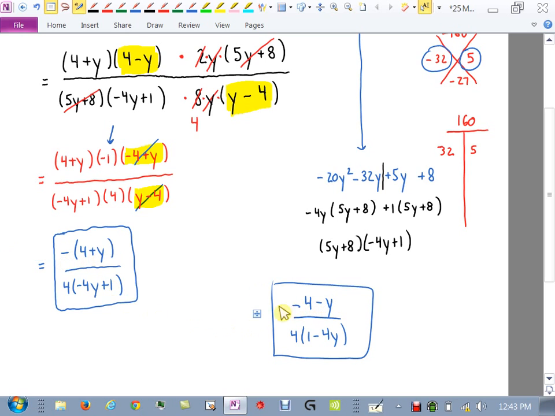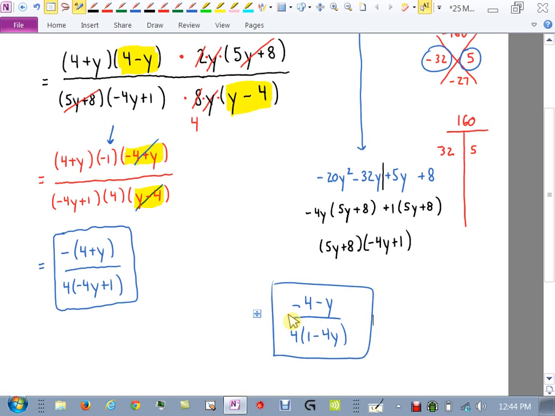So that's the top. And on the bottom, I've got a 4 here. There's a 4. And then they wrote 1 minus 4y. I wrote negative 4y plus 1. But if I change mine around, flipped them, I would get this. So when I'm grading your tests, if it's the same thing, I'm not going to take off for it. I just don't want you to be doing your homework and then looking at the back of the book and being like, oh, I'm wrong. A lot of times you have the right answer, it just looks a little different.